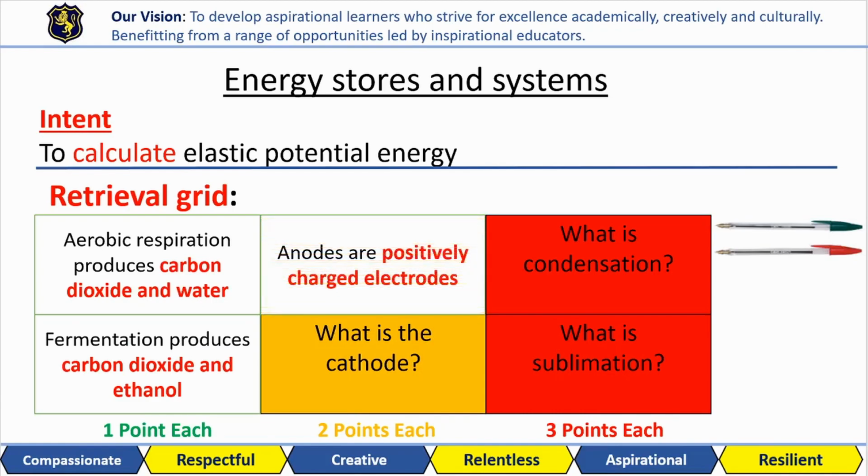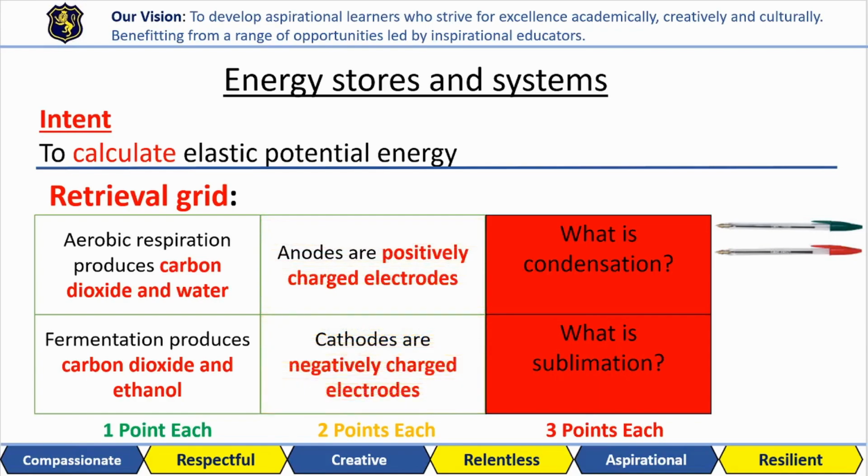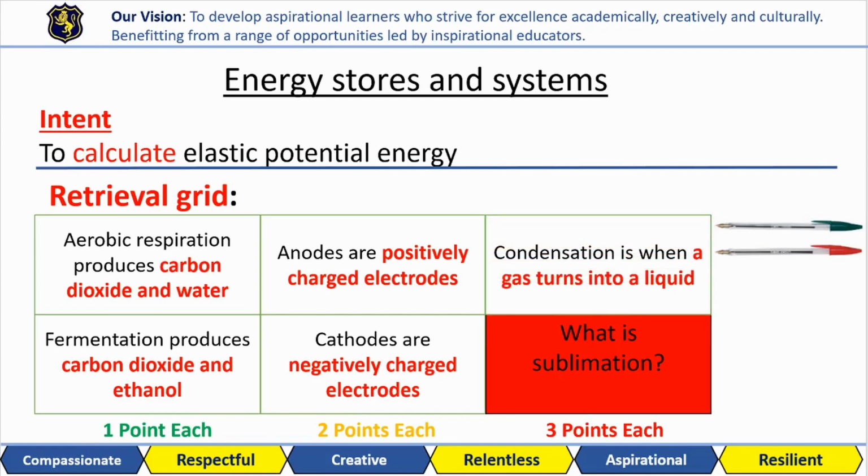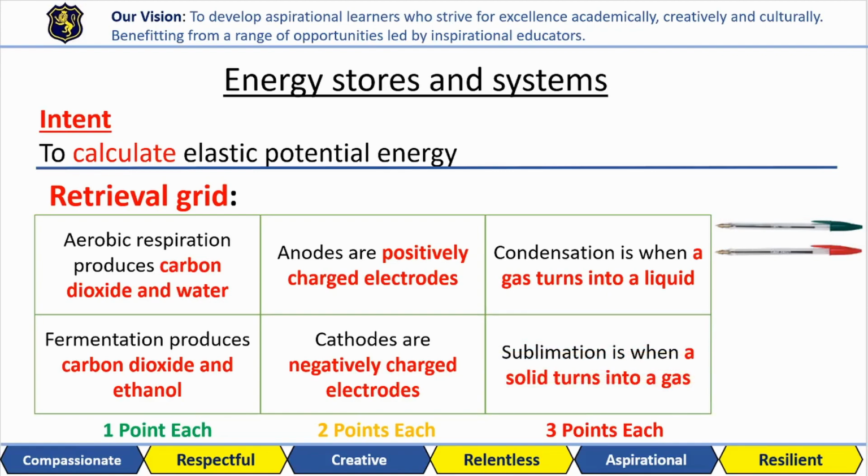Anodes are positively charged electrodes. Cathodes are negatively charged electrodes. Condensation is when a gas turns into a liquid. Sublimation is when a solid turns into a gas.